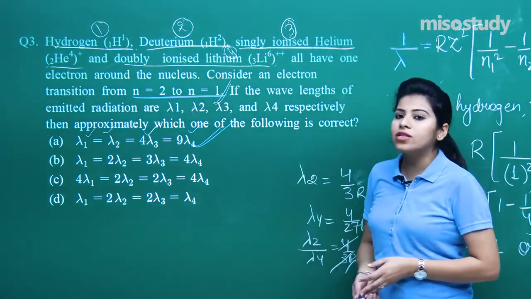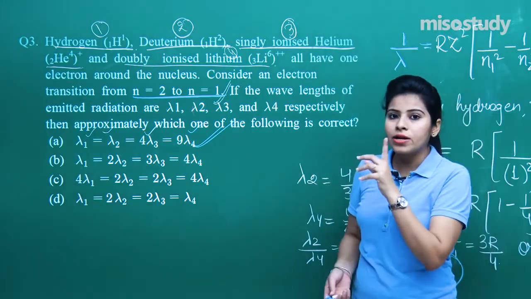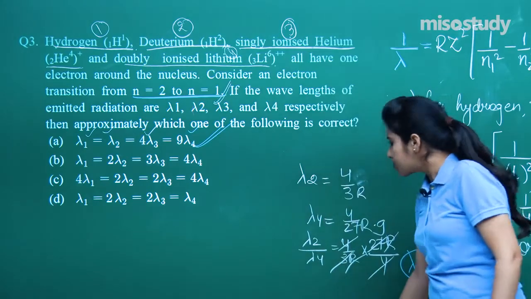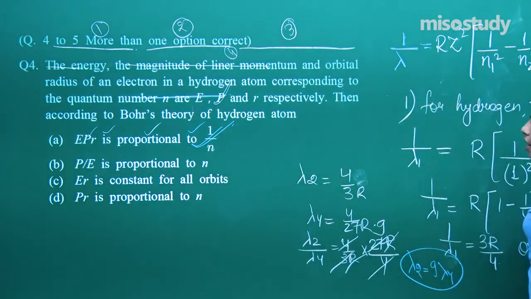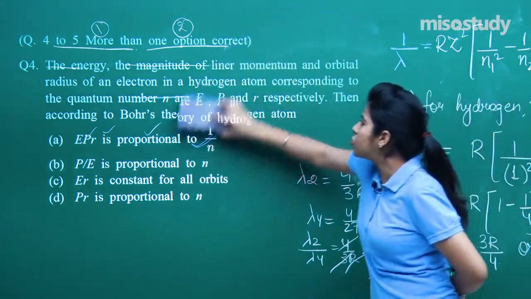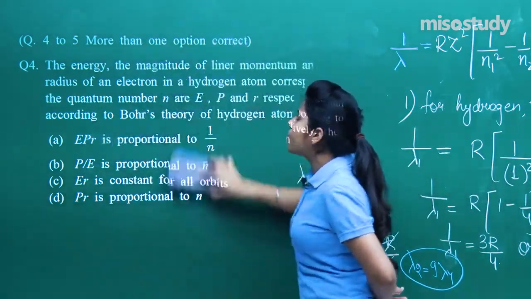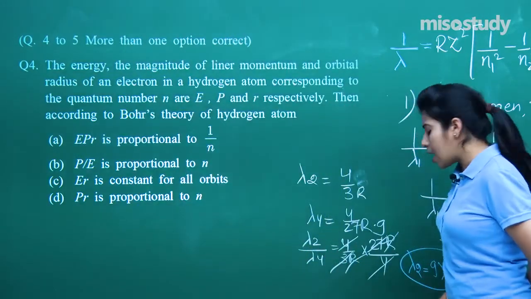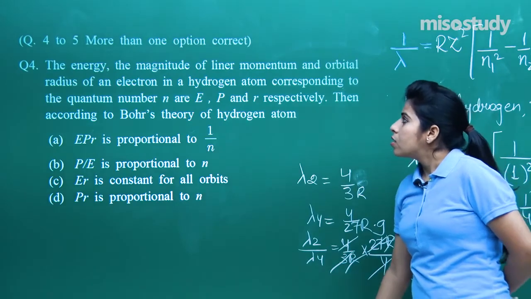So we are done with this question now, and now we will be looking at question number 4 of the session. Let me proceed with this. Okay, so the directions of the question have changed now. From question number 4 to 5, we will have multiple correct answers. That means more than one correct answer.